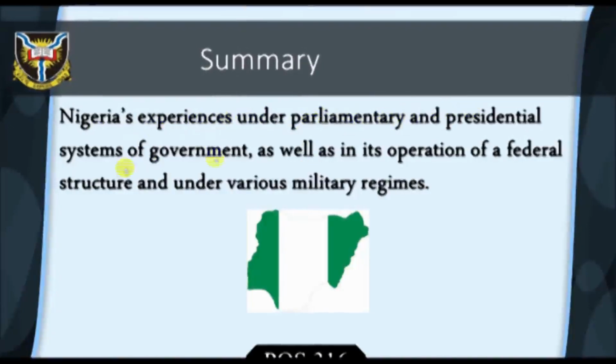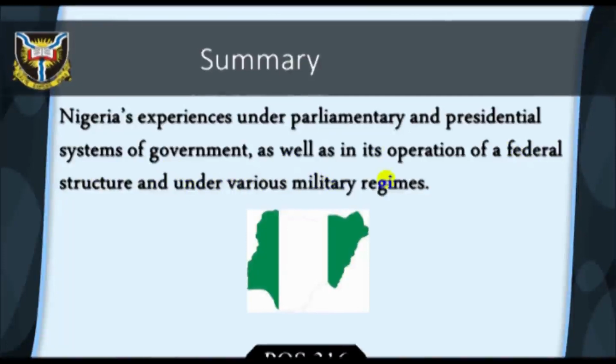In Lecture 10, we concentrated more on the attempt to utilize the broad knowledge in explaining the Nigerian situation. For example, we looked at the country's experiences under parliamentary and presidential systems of government, as well as in its operation of a federal structure and under various military regimes.